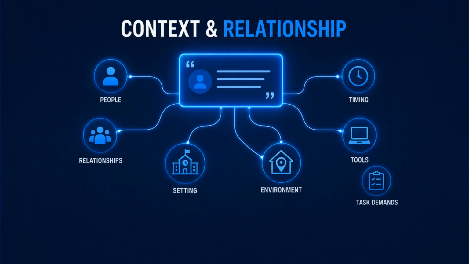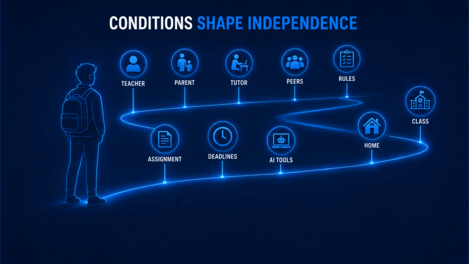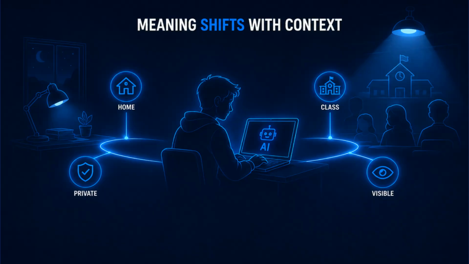Experiences do not happen in isolation. They are shaped by people, settings, expectations, tools, timing, and task demands. For learners with dyslexia, independence may be shaped by teachers, parents, tutors, peers, classroom rules, assignment type, deadlines, access to AI tools, or whether the learner is working at home or in class. These conditions may change how independence is experienced. This layer matters because the same action can carry different meaning in different contexts.